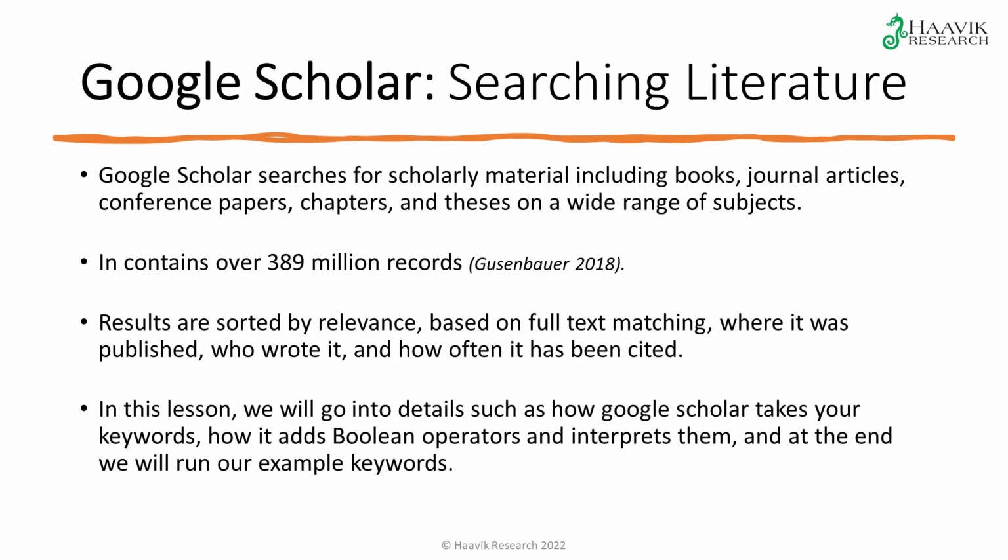Now, results are sorted by relevance, but you can also sort them based on full text matching, where it was published, who wrote it, how often it's been cited. So you can choose any of these options within your search results. So in this lesson, we're going to go into detail how Google Scholar takes your keywords and how it adds Boolean operators and how it interprets them so that you understand what you're finding when you're doing a simple search.